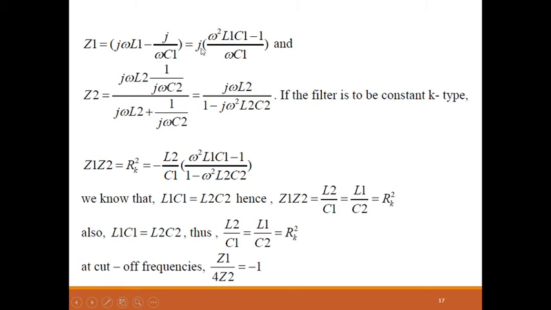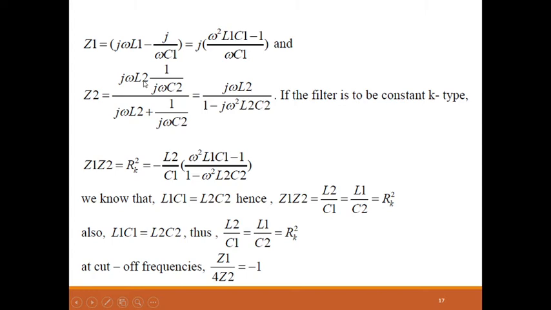It should be equal to j. The same expressions, we are taking j commonly outside, and making the cross multiplication and simplifying this. Omega square L1 C1 minus 1 divided by omega C1. And Z2 should be equal to j omega L2 into 1 divided by j omega C2, divided by j omega L2 plus 1 divided by j omega C2, because if the inductance and capacitance are connected in parallel, it will be like this.